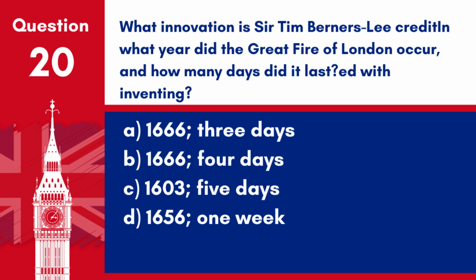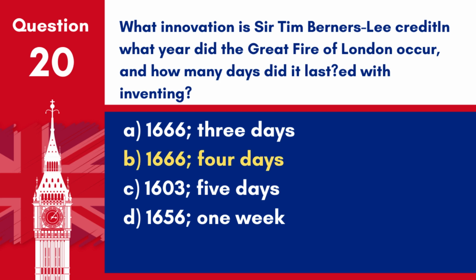Question 20. In what year did the Great Fire of London occur, and how many days did it last? A. 1666, 3 days. B. 1666, 4 days. C. 1603, 5 days. D. 1656, 1 week.